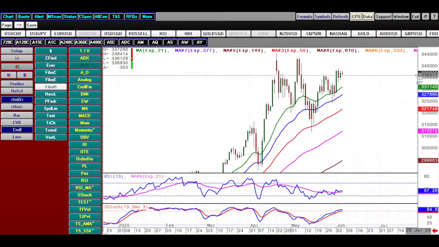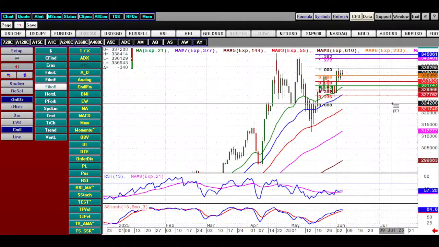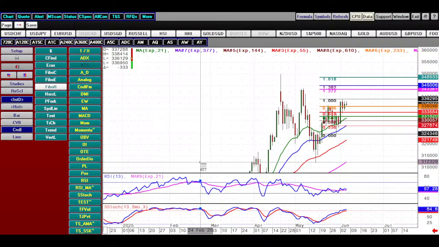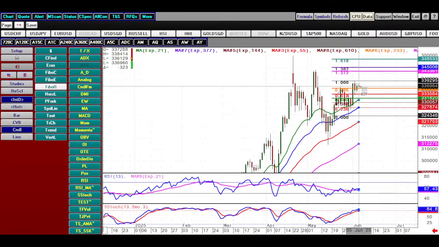Taking that into consideration, let's say we see an extension beyond this level. Most likely the market has got a chance to reach at least 3550 before the market turns. So this is for the bigger picture.